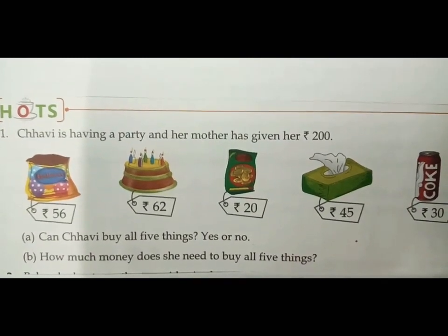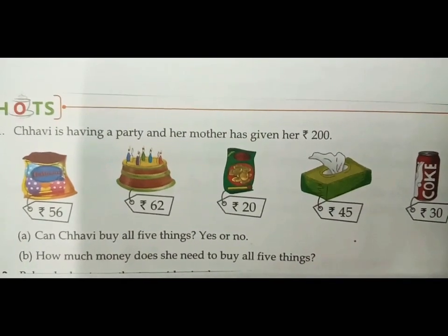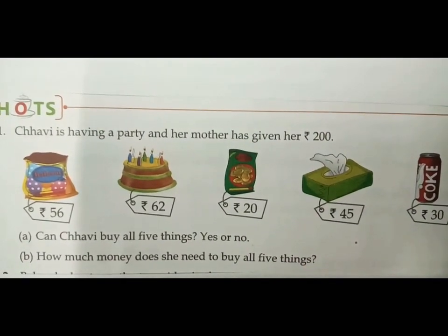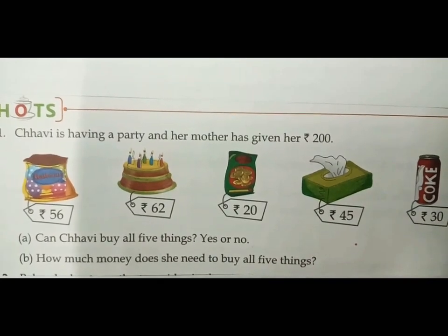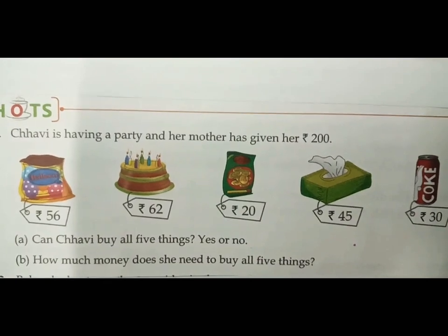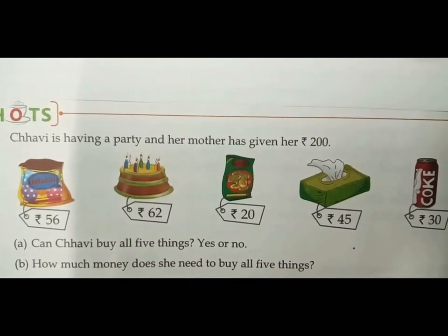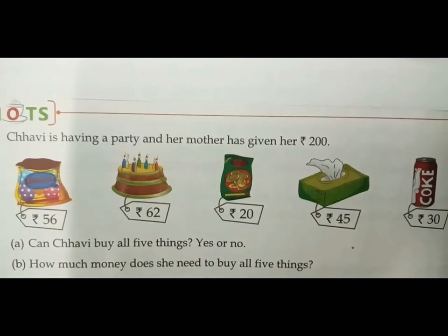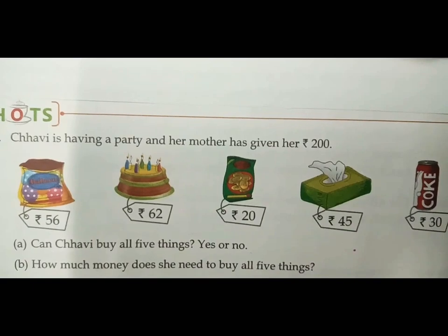Chavi is having a party and her mother has given her rupees 200. Cost of balloon 56. Cost of cake rupees 62. Cost of toffees packet rupees 20. Cost of tissue paper rupees 45 and cost of coke is rupees 30. A part, can Chavi buy all 5 things? Yes or no? B part, how much money does she need to buy all 5 things?